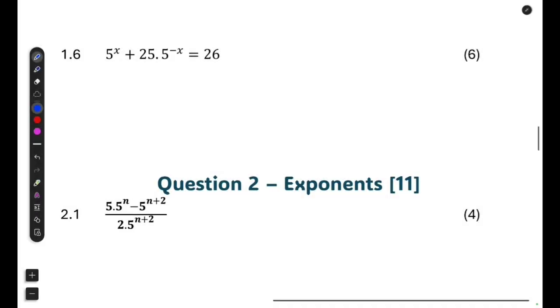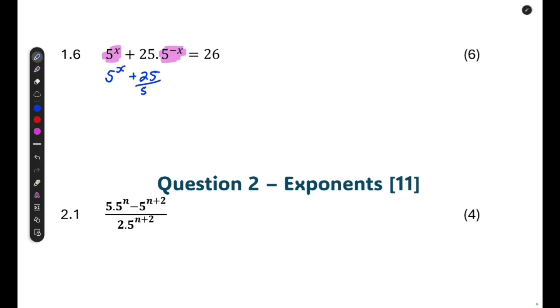Question 1.6. So this is the sum where you can choose to go K method or just do it normally. I am going to show you K method again because that's the one that most people would take with this question. Okay, so I don't like the negative exponent, so I'm going to say this is 5 to the power x plus 25 over 5 to the power x. Now the minus is gone, so that helps me. I'm just going to bring this 26 to the left.